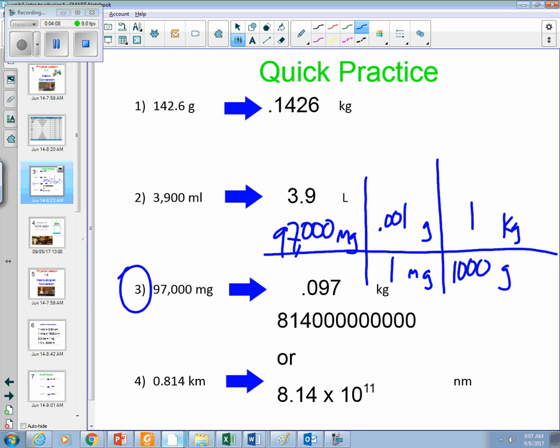Now, here's the semi-tricky part. If they're on the top of this line, we multiply. If it's underneath the line, then we divide. So think of it as a fraction, you're dividing. All right, so 97,000 times 0.001, and then divided by 1,000. Hopefully, you come up with this answer right here.